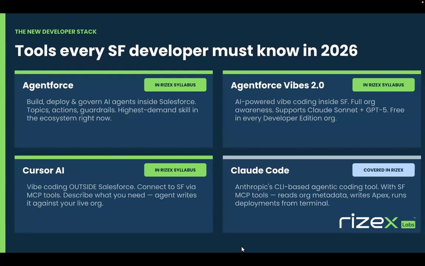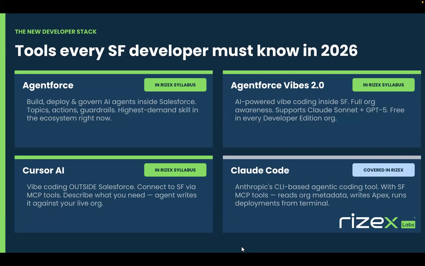Then we have Agentforce Vibes. This is the AI-powered development experience inside Salesforce. And the interesting thing is Salesforce is giving everything free. Cursor AI is free, Agentforce is free, Agentforce Vibes is free, and the Claude Sonnet model powers Agentforce Vibes. So we can say that Claude Sonnet, a paid platform, is also free here. So there is no excuse for a developer who wants to learn by themselves.